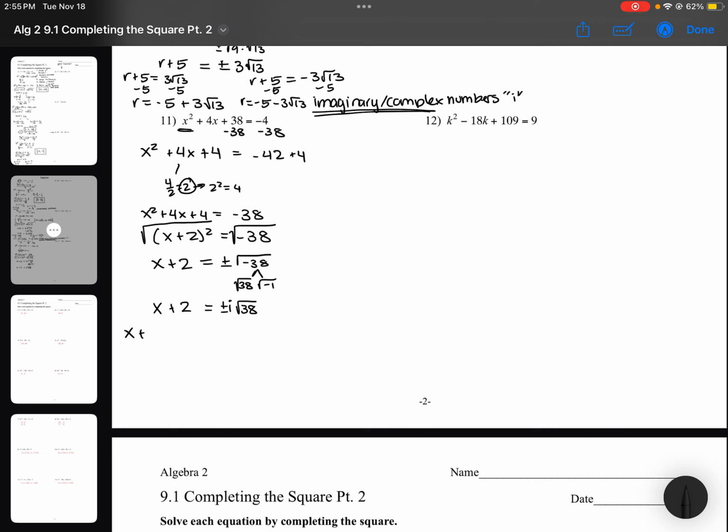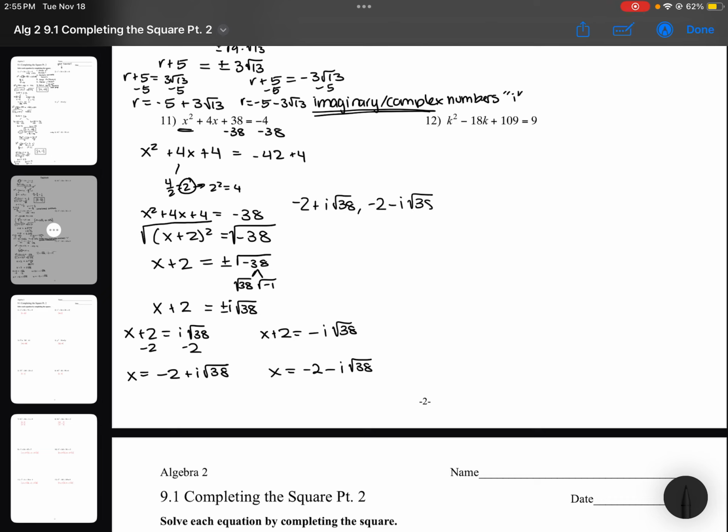We're going to split this into our 2 separate equations. x plus 2 is going to equal i rad 38, or x plus 2 is going to equal minus i radical 38. Subtract the 2. So x is going to be negative 2 plus i radical 38, or x is going to be negative 2 minus i radical 38. Those are your 2 solutions, negative 2 plus i radical 38 and negative 2 minus i radical 38.